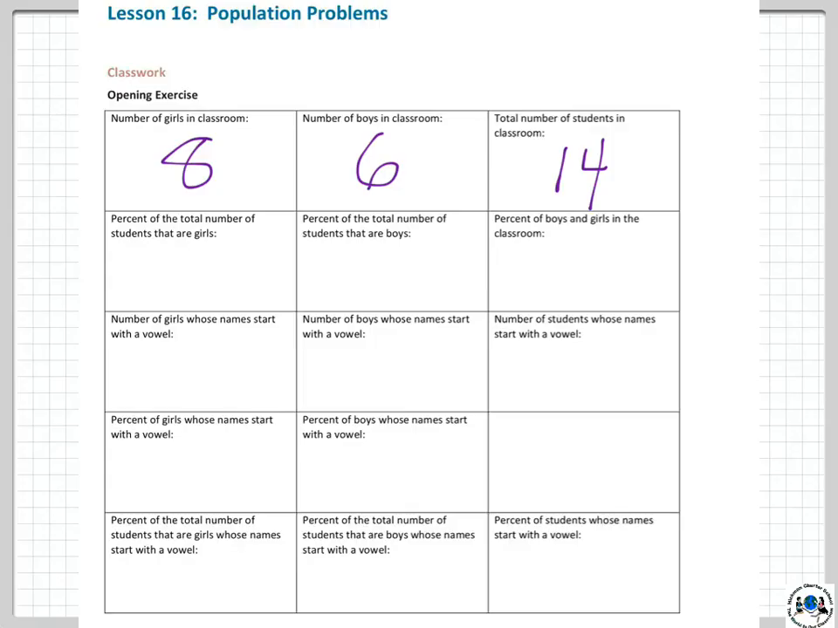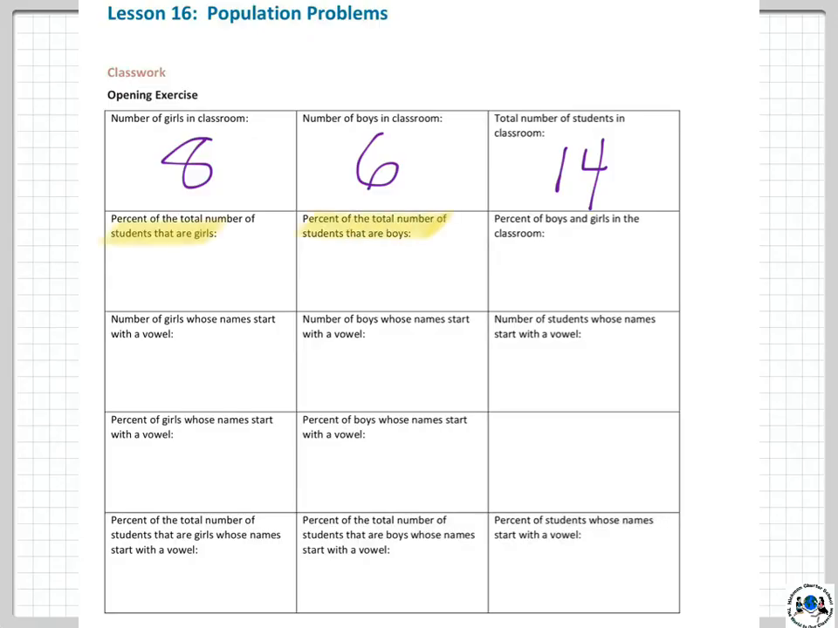So why don't I have you go ahead and fill in this row beneath there: the percent of the total number of students that are girls. And again, the total is 14. So go ahead and do that, and then I'll fill in the third row for you. Go ahead and fill in that second row. I'm going to pause here.